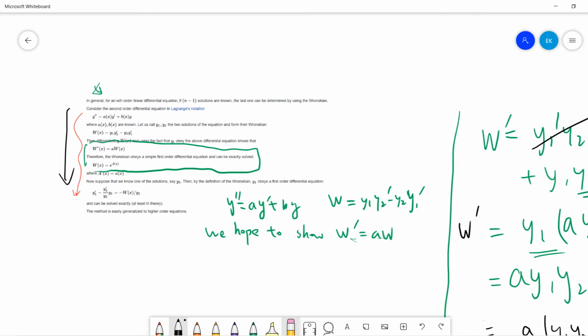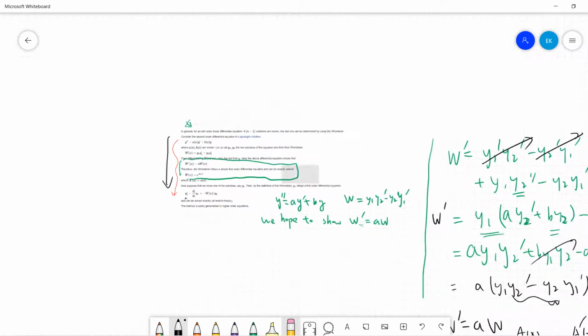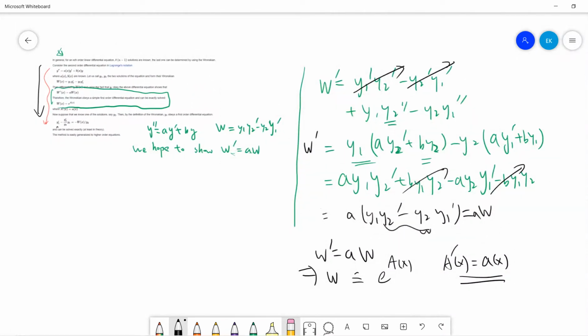We can also combine this. This equation says that if you know one solution, then you can solve for the other. This is called the reduction method. This is how the Wronskian plays an important role in the second ODE.